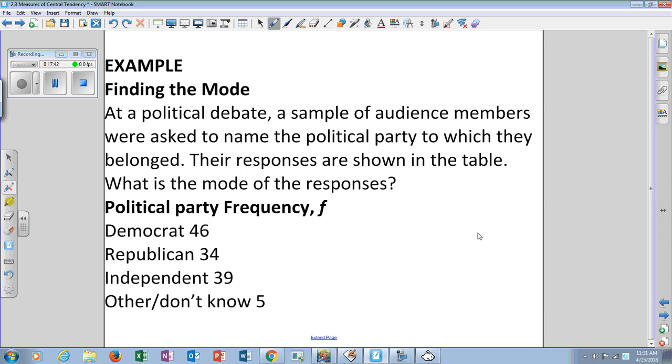Finding the mode. At a political debate, a sample of audience members were asked to name the political party to which they belong. The responses are shown in the table. What is the mode of the responses? So there are 46 Democrats, 34 Republicans, 39 independents, and 5 other I don't knows. I don't know how you don't know what party you're affiliated with, but if you don't, you probably shouldn't be voting. Anyhow, Democrat would be our mode because there were 46 of them, and that is the greatest number.